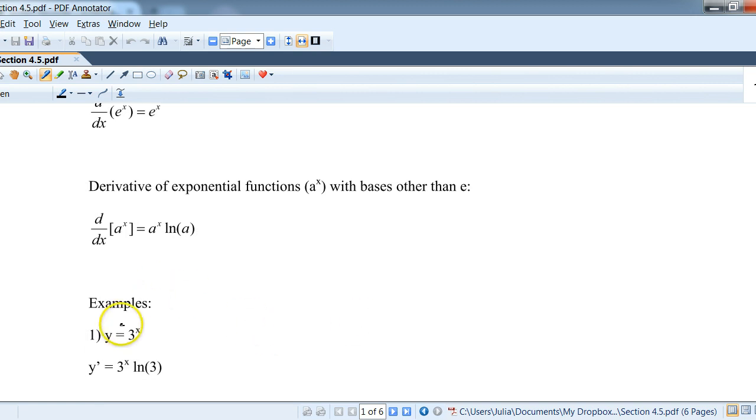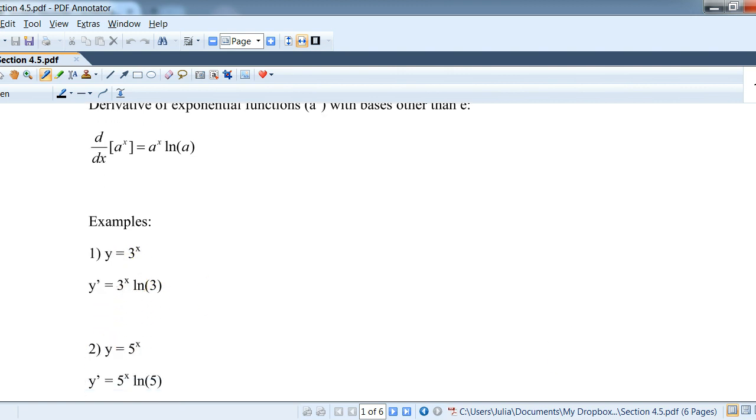So let's do some quick examples. Let's say y equals 3 to the x. Then what's the derivative? It's 3 to the x times ln of the base, which is 3. And typically we'll leave it like that. There's not a whole lot we can simplify with exponential functions.